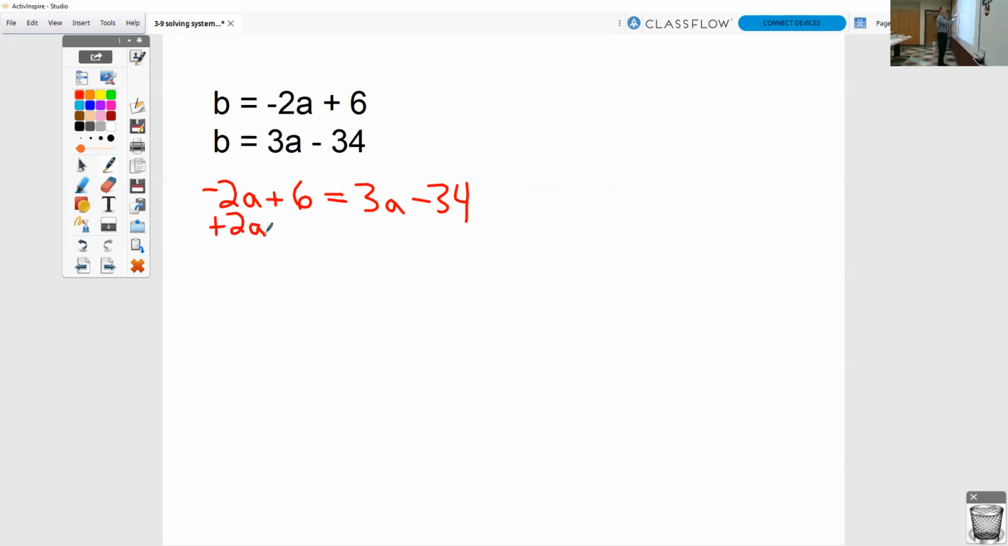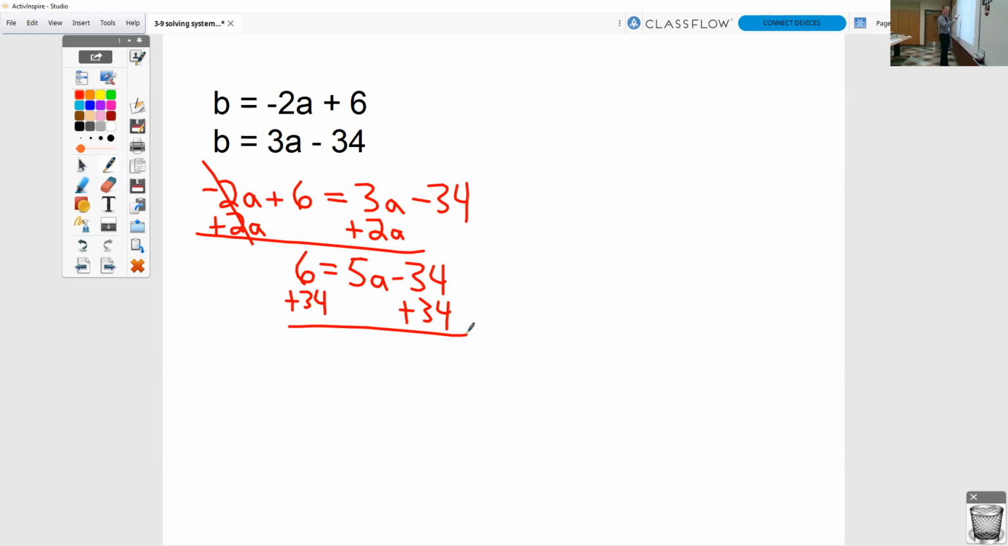I have letters on both sides. I want to work with the smaller of the two letters first. So I'm going to do plus 2a and plus 2a. Bring down your 6. 3a plus 2a is 5a minus 34. Now it's just a two-step equation. So plus 34 plus 34. So 40 equals 5a. Divide by 5, divide by 5. And you get that a equals 8.